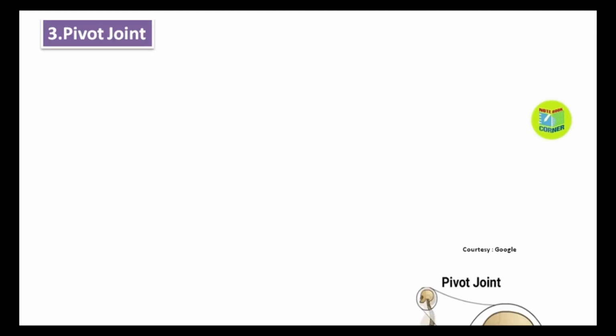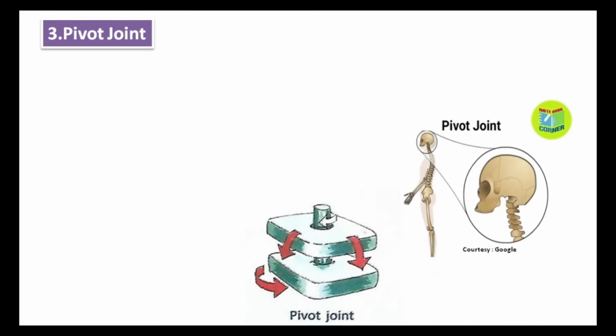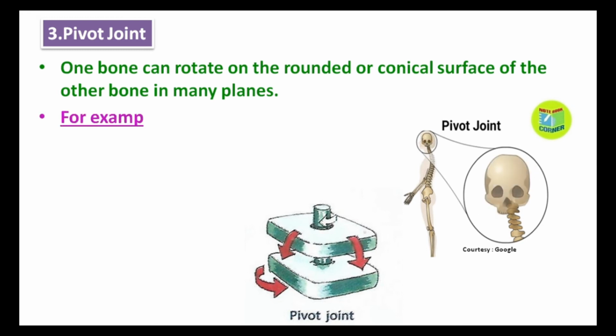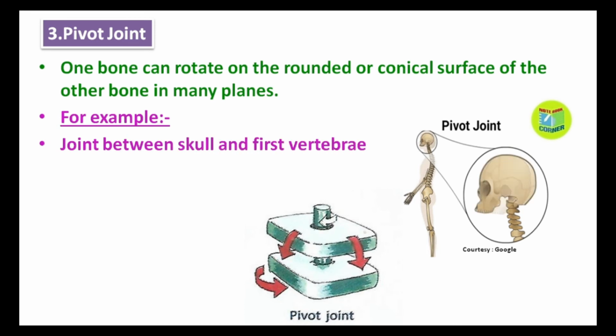The third one is the pivot joint. In a pivot joint, one bone can rotate on the rounded or conical surface of the other bone in many planes, that is up and down and side to side, as you can see in the GIF. Now the example of pivot joints are the joint between skull and first vertebra and between first and second vertebra of backbone.